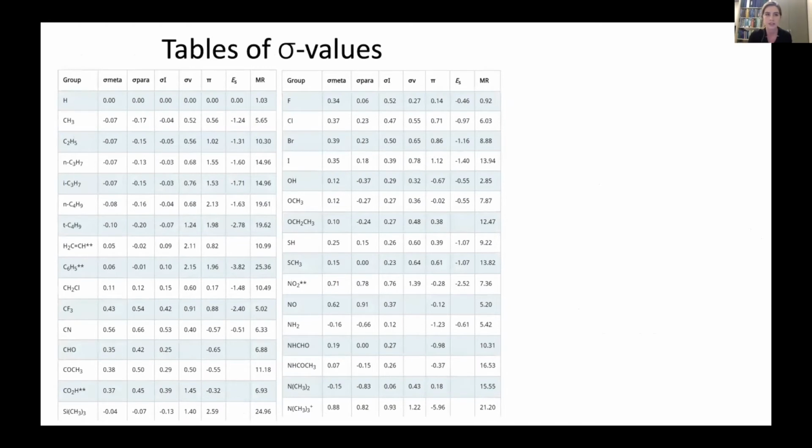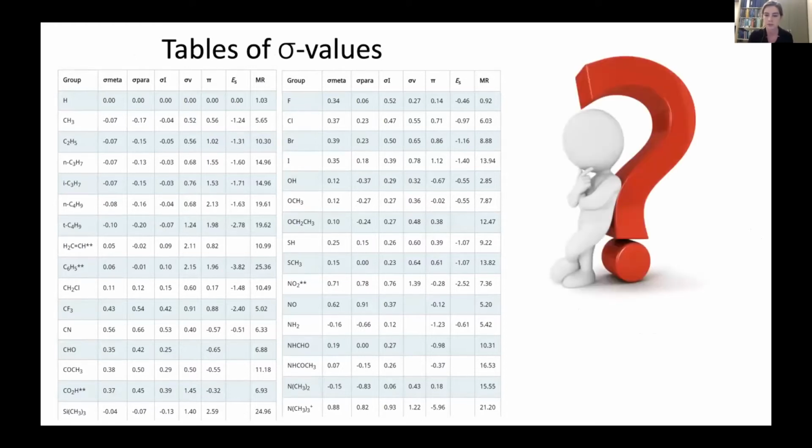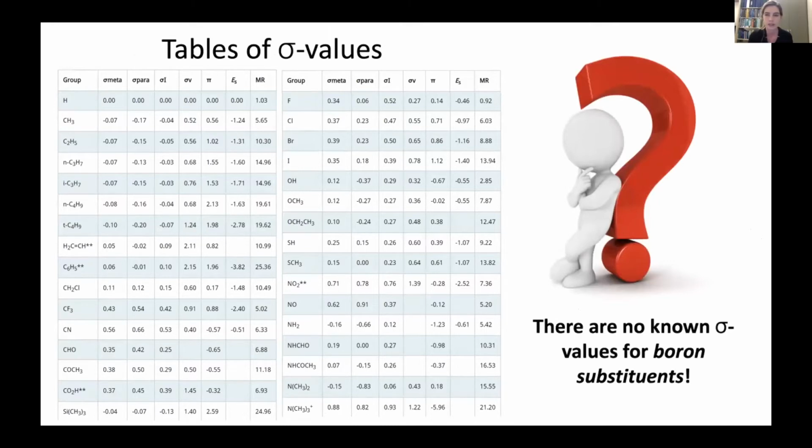So what Hammett did was he took many different substituents, added them to benzoic acid, and came up with these sigma values. And he created a huge table. And scientists since the 1920s have been working on adding to this table. But one thing that's missing from this table is boral substituents. They're not found anywhere on this table. So my aim during my research was to add more sigma values for common boral substituents.